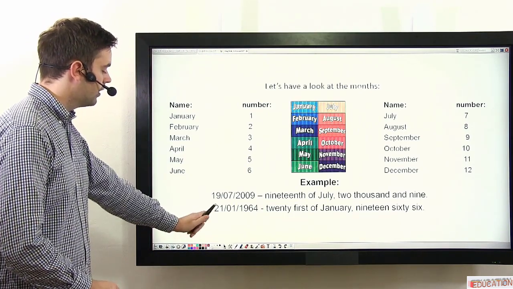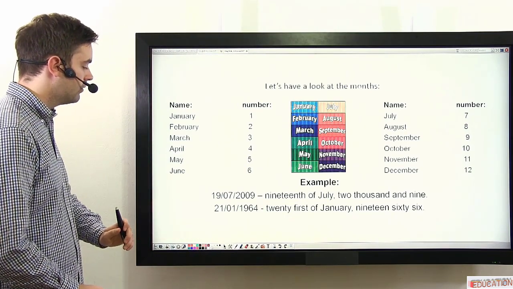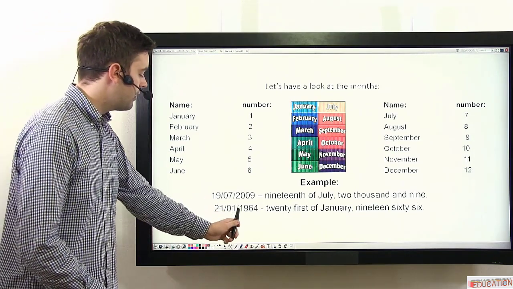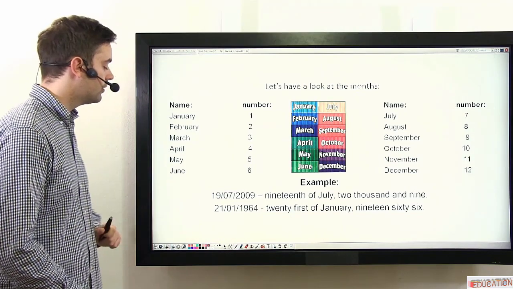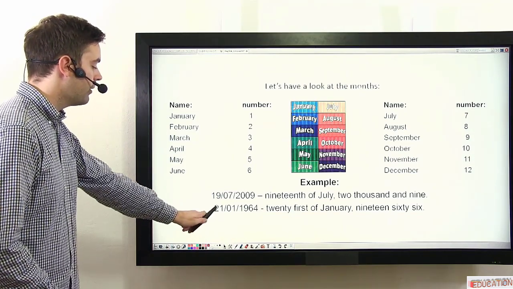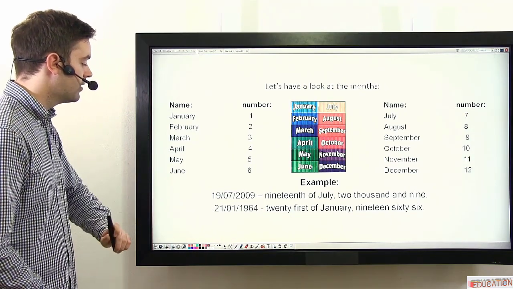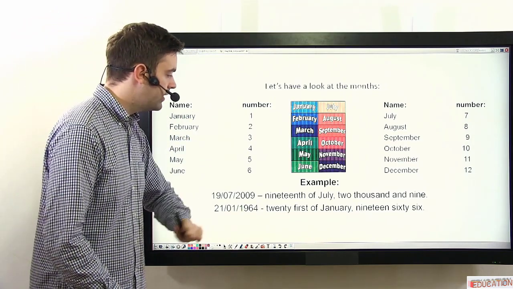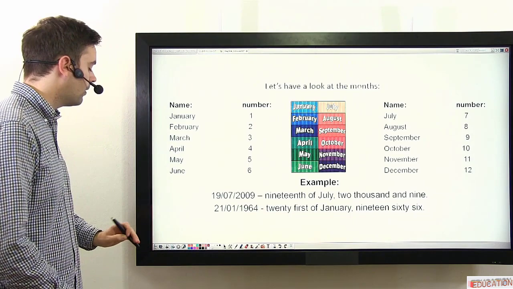This one, the day is 21, the month is 01, and the year is 1964. So we would write it out the 21st of January 1964.